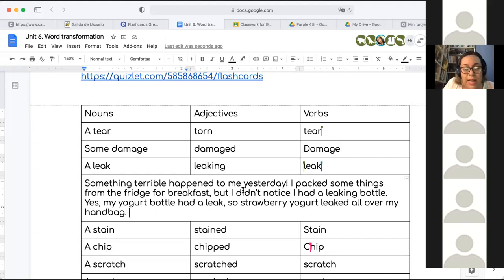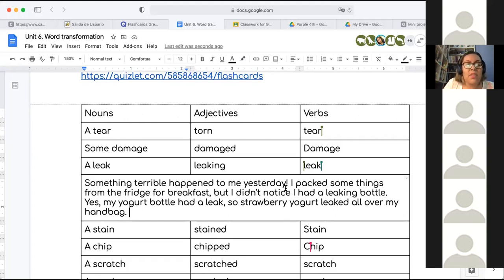So something terrible happened to me yesterday. I packed some things from the fridge for breakfast, but I didn't notice I had a leaking bottle. That means the bottle was damaged. It was leaking, so leaking is giving a characteristic to the bottle. It is an adjective. Yes, my yogurt bottle had a leak. In this case, this is the noun. Strawberry yogurt leaked all over my handbag, and this is the verb.